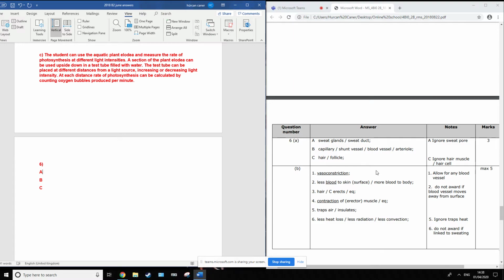So, the obvious one is C, which is hair. And B is capillary. A is sweat gland. B is blood vessels.